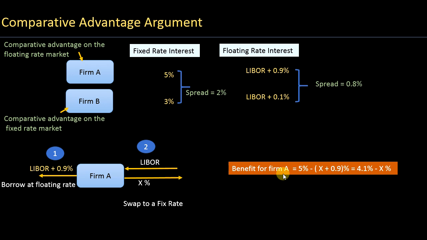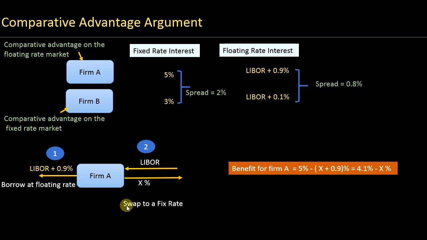So the benefit for firm A: in case firm A doesn't do this, let's assume that firm A just directly goes and borrows at a fixed rate, that will be 5%. So the benefit would be 5% minus the net of this, which is X plus 0.9%. Remember, LIBOR and LIBOR will get cancelled because these are opposite directions. Firm A is paying LIBOR here and receiving LIBOR here. So LIBOR and LIBOR will get cancelled. That means firm A will pay X% plus 0.9%.